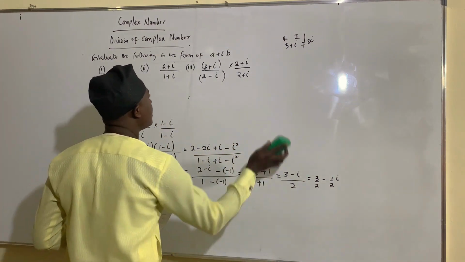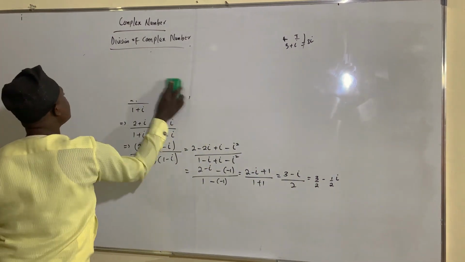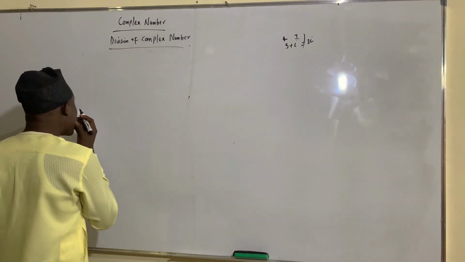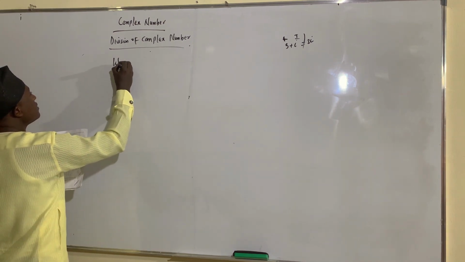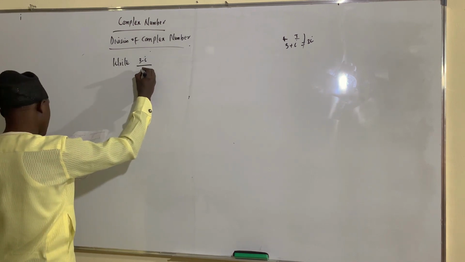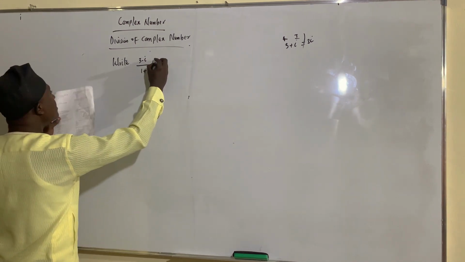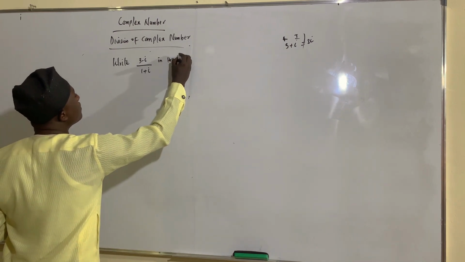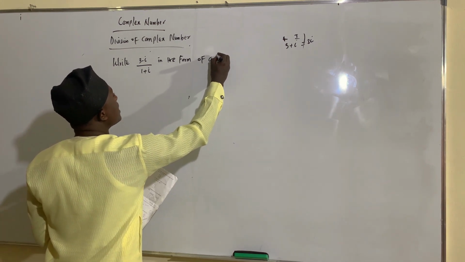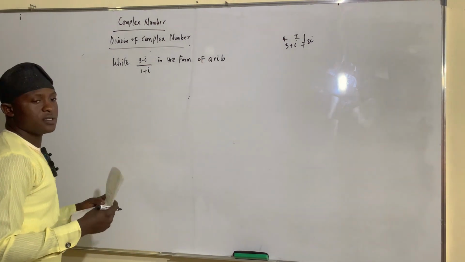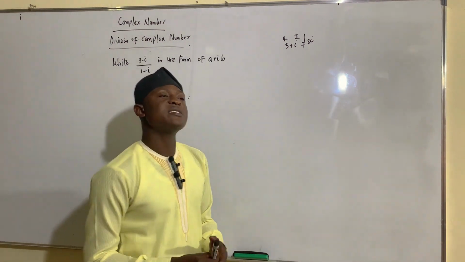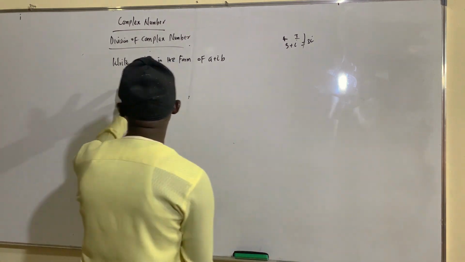The question says: write (3 minus i) over (1 plus i) in the form of a plus ib. Now you can see this one too, they are only asking us to simplify the terms, that is the real part and at the same time the imaginary part. So now I will follow the same process.